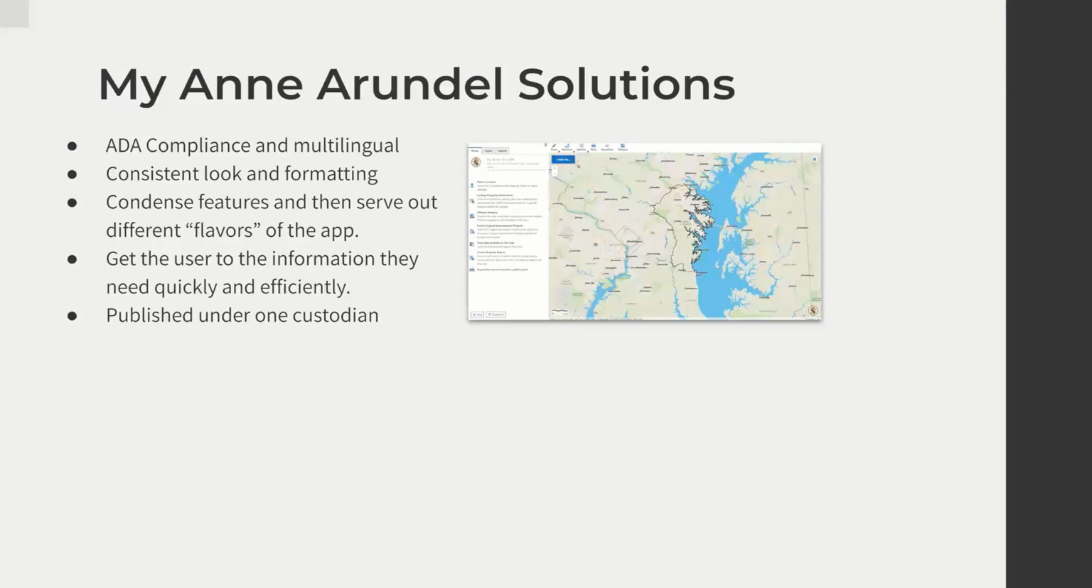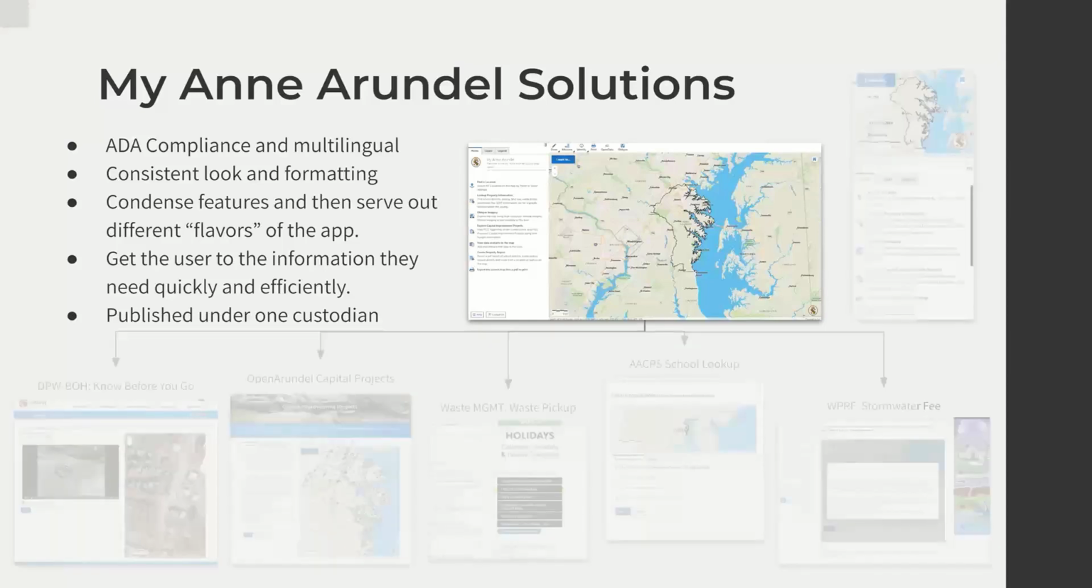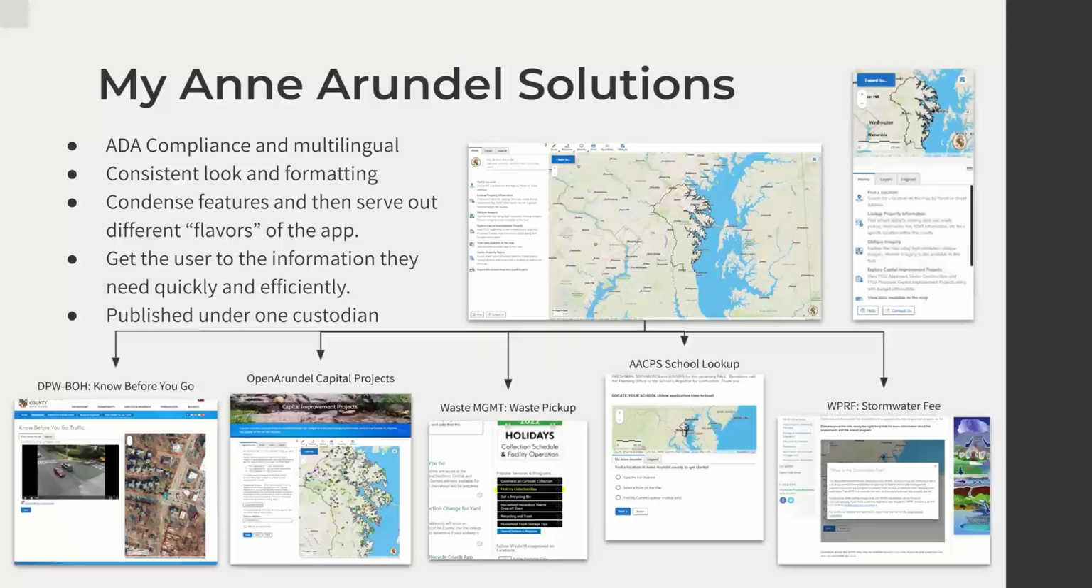And those solutions kind of came through with that switch to Vertigis Web. So in Vertigis Web, ADA compliance and multilingual opportunities are just a little bit easier to implement than, say, with Essentials in the past. It provided a consistent look and feel as far as the user's experience and as far as the interface goes. And then because we had one master application, we were able to condense features and then kind of serve them out as different flavors of the app.